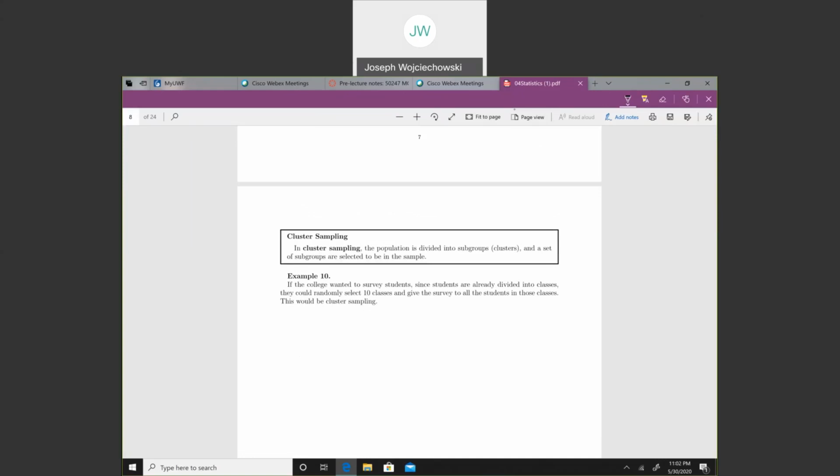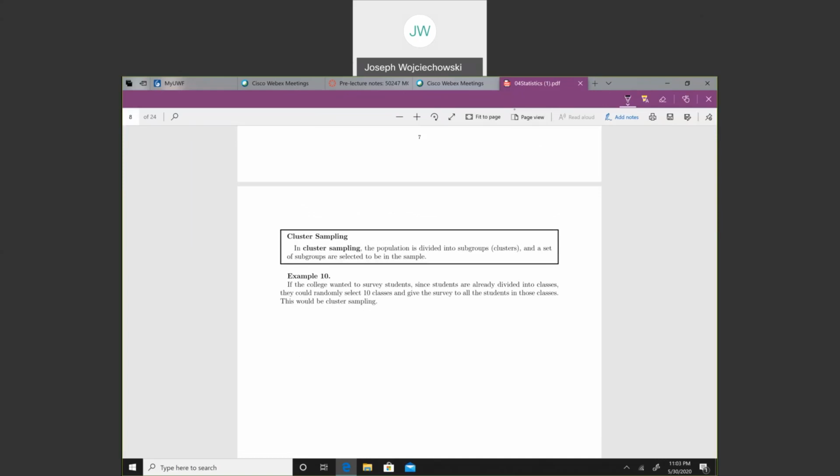Cluster sampling. The population is divided into subgroups or clusters, and a set of subgroups are selected to be in the sample. So we divide the people into these groups, and then we select a random sample of the groups.